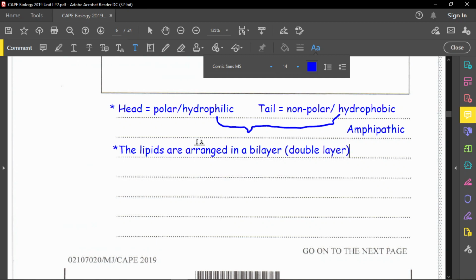And then the next thing to note is the heads, because he asked us to explain the arrangement of these things. So the heads now are on both sides. The heads are on both sides of the plasma membrane, of the membrane.